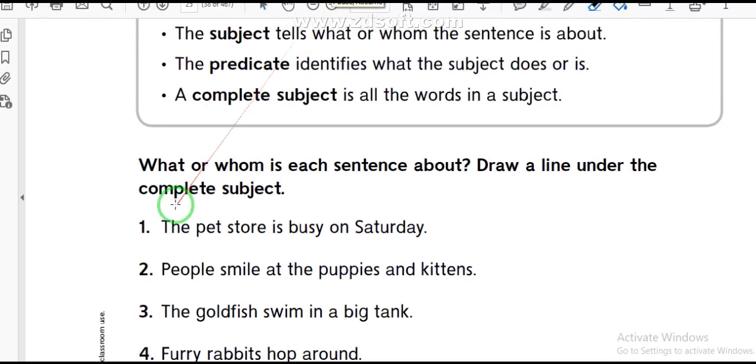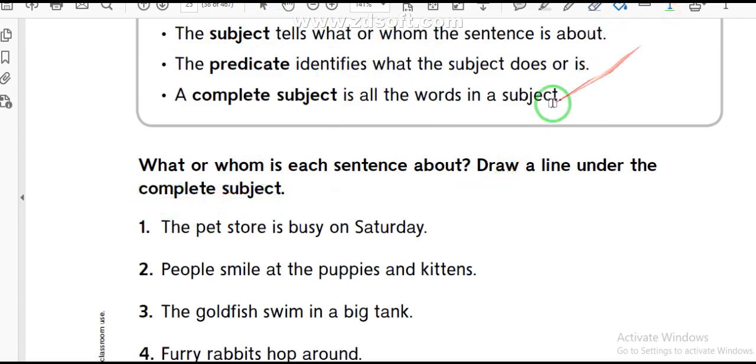Let's read the question right now. What or whom is each sentence about? So we should know about whom I am talking in the sentence. When they say about who or about what the sentence is about, is it the subject or the complete predicate? Bravo, the complete subject. Draw a line under the complete subject, so we should find the complete subject and draw a line under it.